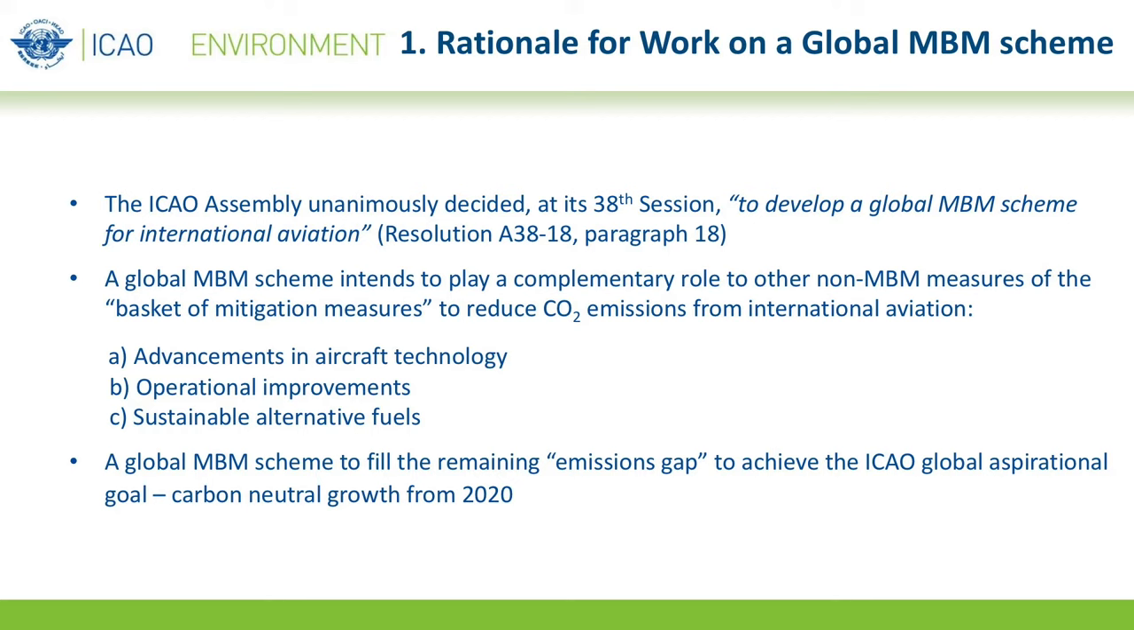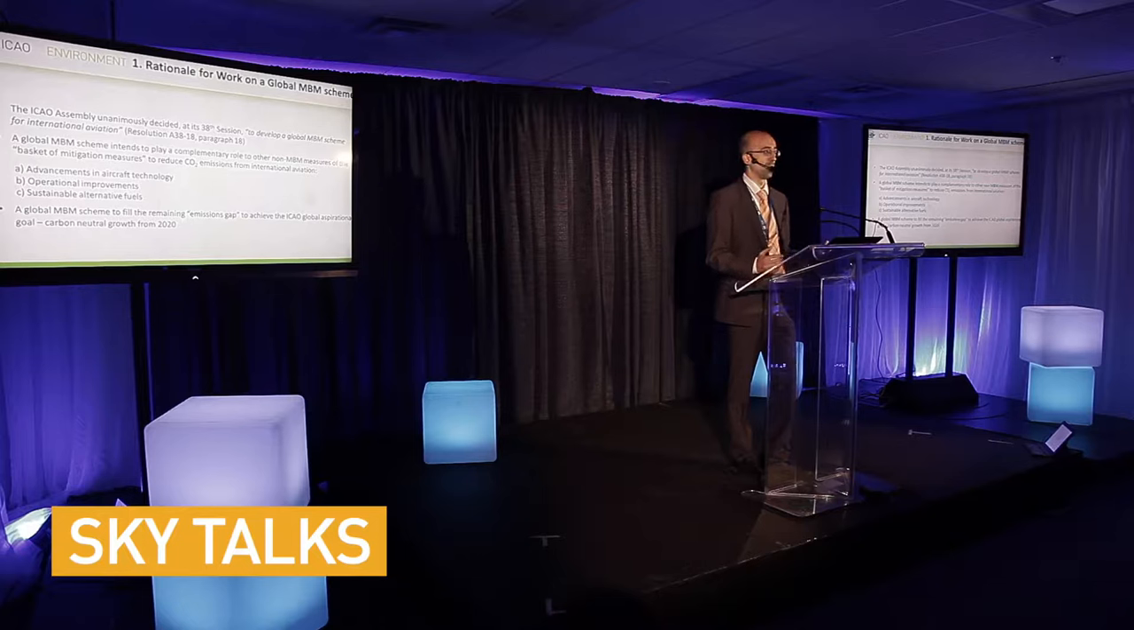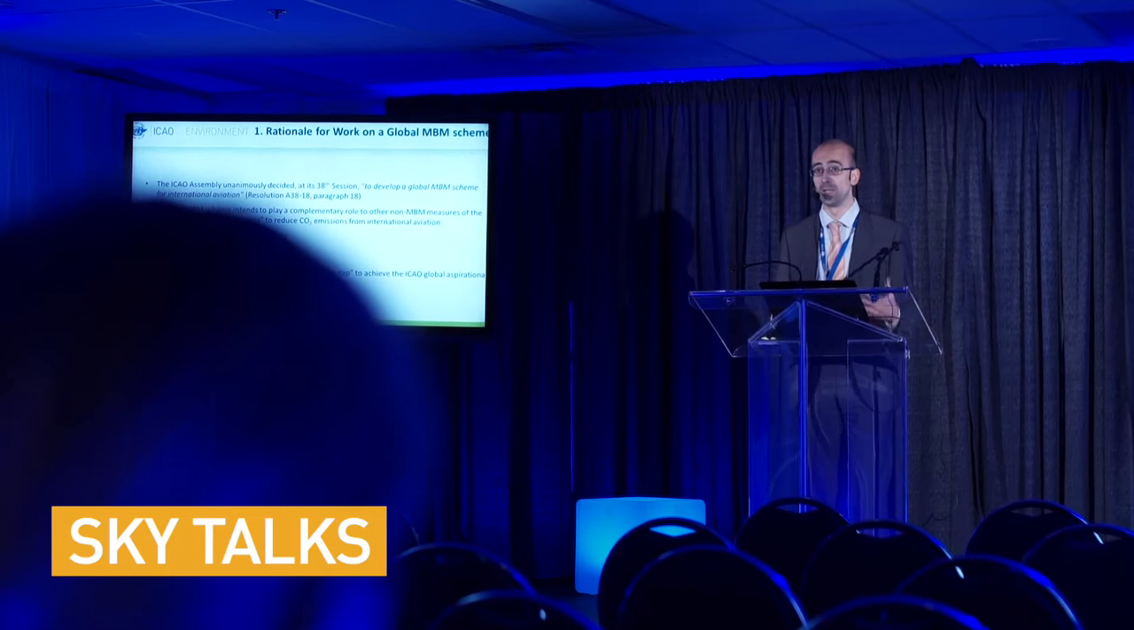The discussion on a global MBM scheme has gone on for quite some time, but one may say that the turning point was the last assembly in 2013, where the assembly made a decision to develop a global MBM scheme for international aviation. The reason was that, as you know, there is a basket of mitigation measures to reduce CO2 emissions from international aviation. At the assembly in 2013, there was wide recognition that the improvements in the implementation of that basket of measures would not be enough to meet the ICAO global aspirational goal of carbon neutral growth in 2020. Therefore, a global market-based measure scheme was considered as a complementary measure that would allow member states to achieve this goal and fill the so-called emissions gap.